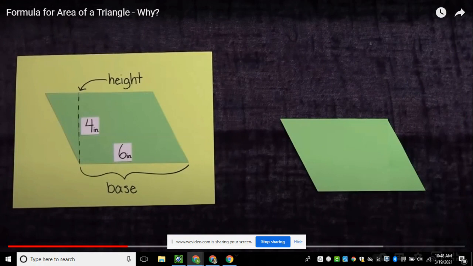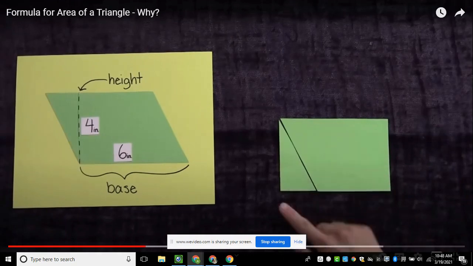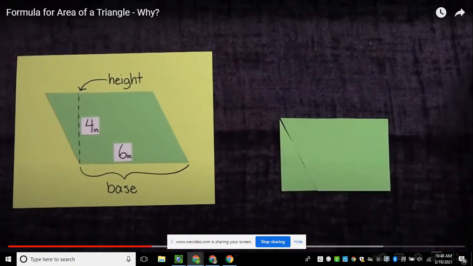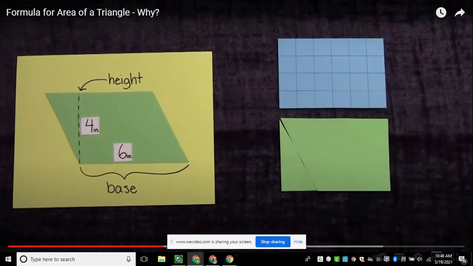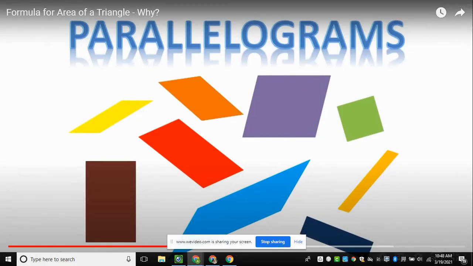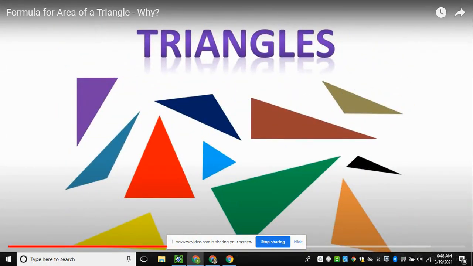But watch this. Area equals base times height. If you cut off this piece and move it over here, you can see we have a rectangle with a length of 6 and a height of 4. The areas of both the rectangle and this parallelogram are the same. Okay, moving on. Why am I talking about different types of parallelograms? This is supposed to be about triangles. All right, here we go.